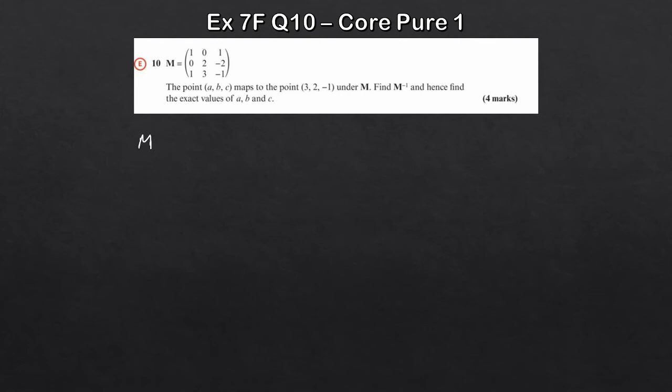Now, with it being a 3x3 matrix, to work out that inverse, it's going to take us a bit of time. But with a graphical calculator, and Edexcel expect you to do it, for 4 marks, they're not expecting you to sit down and work that out individually. So just put it on your calculator.